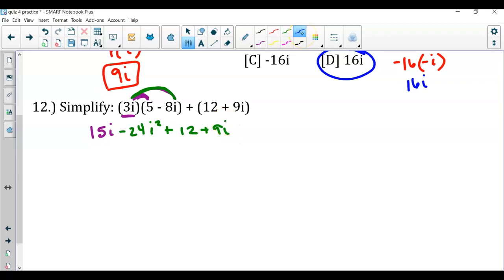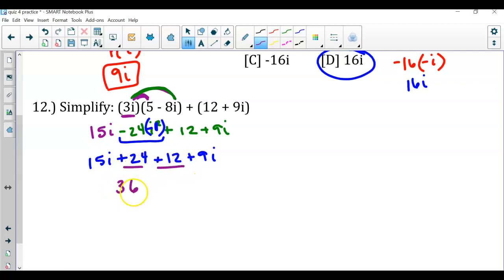If you recall, we're not going to leave i squared, because i squared is always negative 1. So I've got 15i, but then two negatives together, so now we have positive 24 plus 12 plus 9i. Now I can combine my like terms. Here I've got 24 plus 12, which is 36. Then 15i plus 9i is 24i.